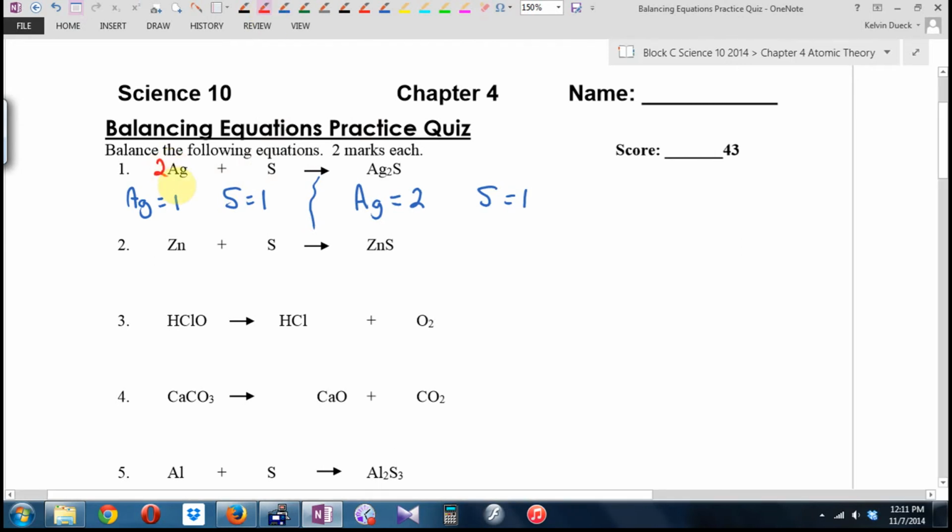Right there. 2 marks each. If you got that, 2 out of 2. Otherwise, what I would do is I would give you 1 mark for the left side being right, 1 mark for the right side being right, which means don't add anything to the right side.